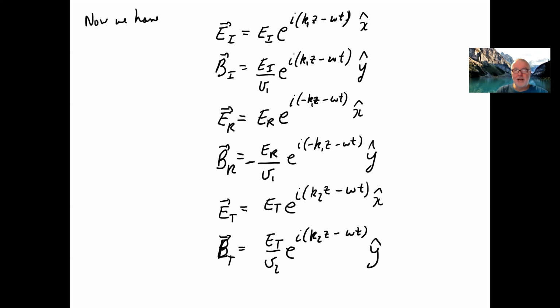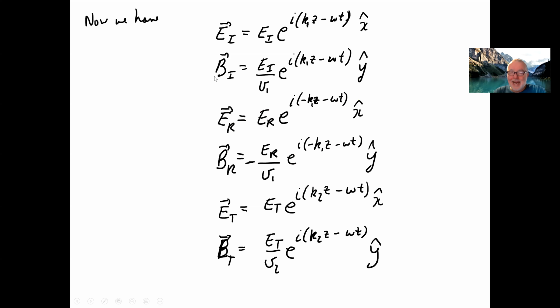And then the boundary conditions here are that the electric fields parallel to the boundary are the same on both sides. And that tells me that this term plus this term is equal to that term. At z equals 0, I can factor out the e^{−iωt}. And so I'm going to get E_I plus E_R is equal to E transmitted.